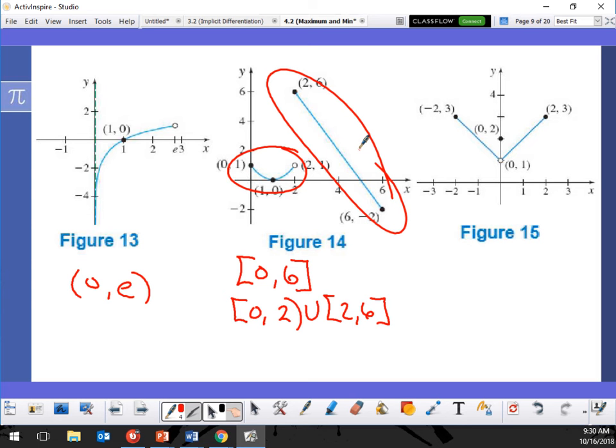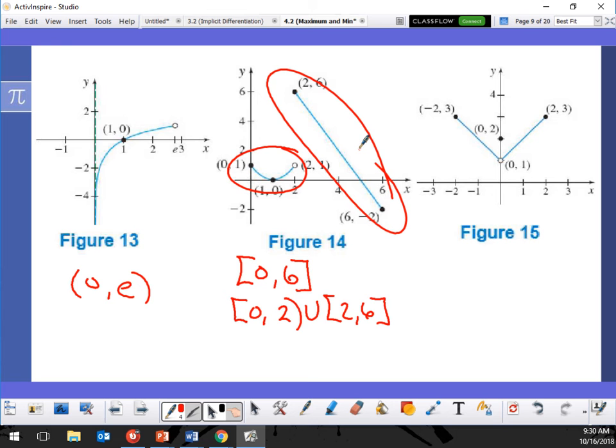And local maximum? Yeah, I would say that one would be at 2, because it's not the ends. It's local. It's somewhere in between, right? So that one would be a local on that one.